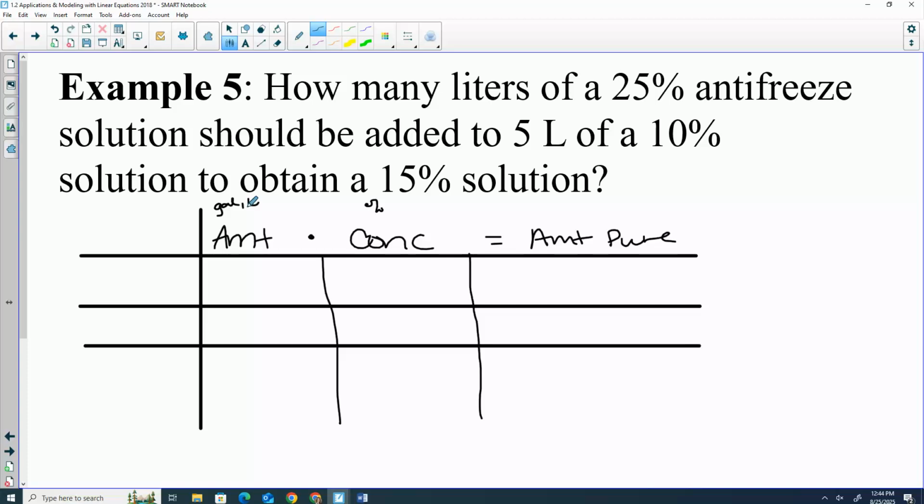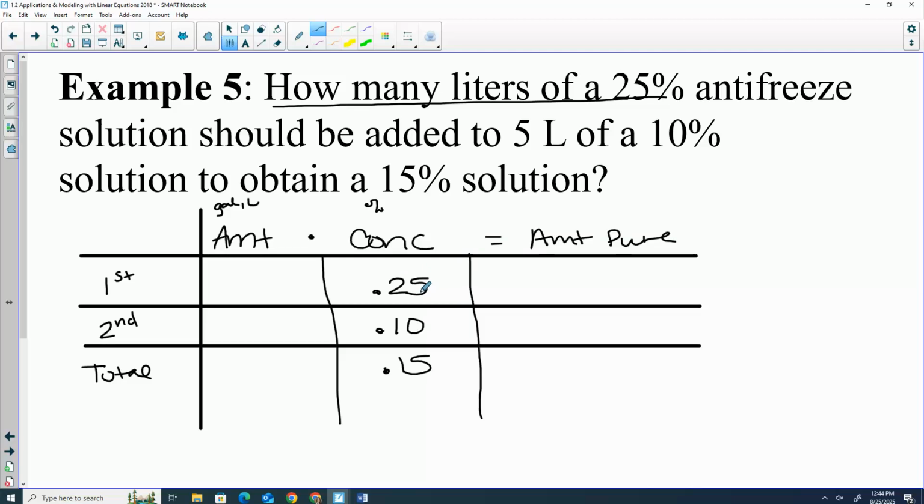Now you can use those labels here. Most people, when I was walking by, just called them like antifreeze 1, antifreeze 2. That's fine. I don't care what those labels are as long as they make sense. So if you want to call it first, second, and total, that's fine. It doesn't matter to me. But those concentrations are important. We know that my total is the 15%, so that's 0.15. So the others have to be my 0.25 and my 0.1.